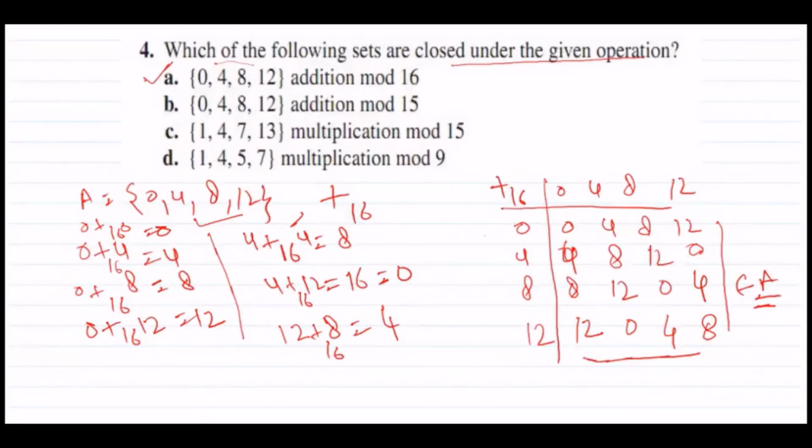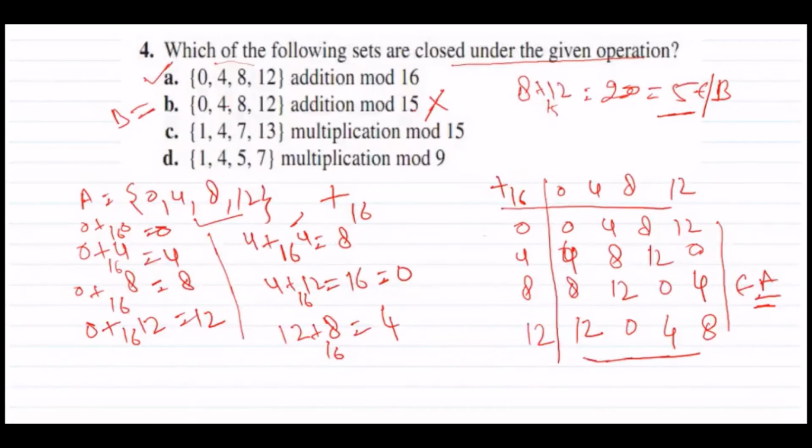The second question, similarly we can verify: 0 plus 4 is 4, 0 plus 8 is 8, 0 plus 12 is 12, so with 0 there is no problem. 4 plus 8 is 12, no problem, 12 is there. But 12 plus 8 is 20, and 20 divided by 15 gives remainder 5, but this does not belong to this set. Suppose this set is B, so this does not belong to B, so this is not closed.